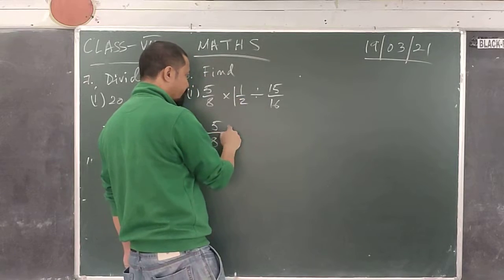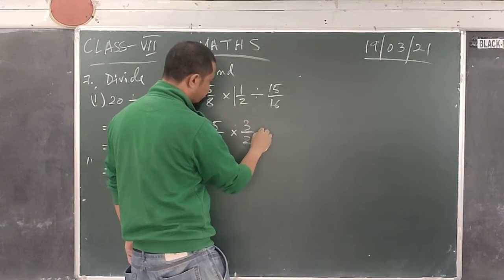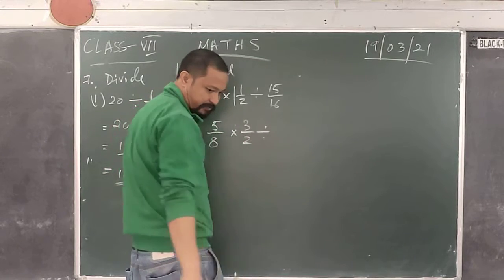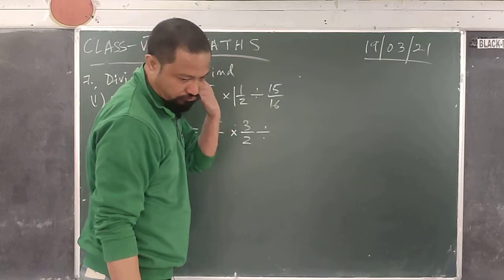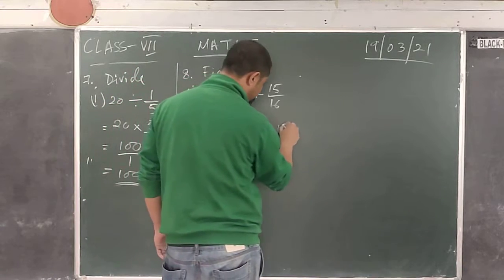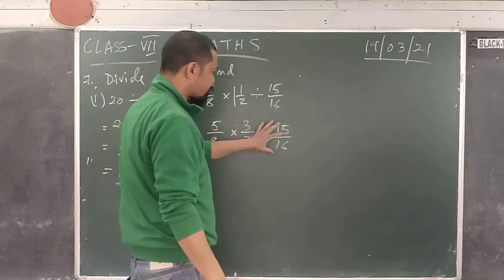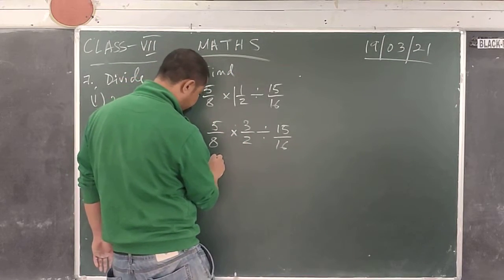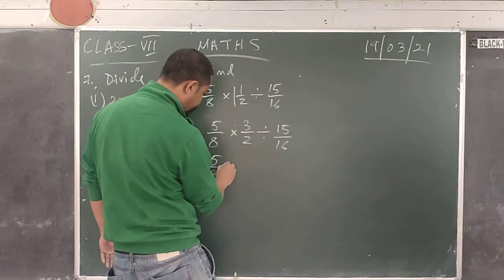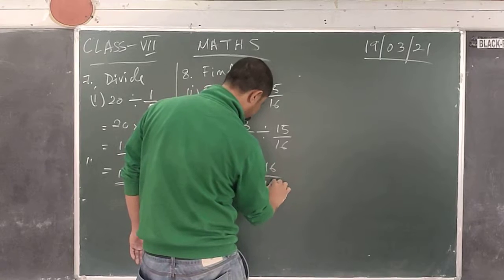Convert this into an improper fraction. 2 1s are 2 plus 1, 3 by 2 divided by 15 by 16. So I will not jump the step. I could have directly converted and reciprocated this fraction, but let's bring it to that only. 5 by 8 into 3 by 2 into 16 by 15.